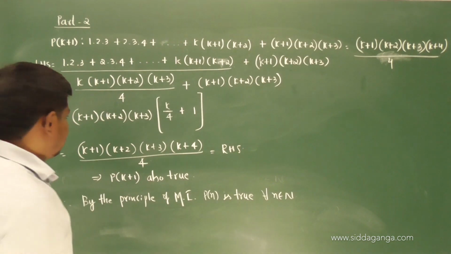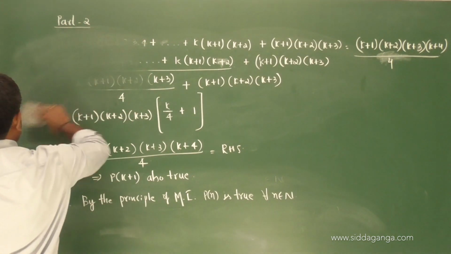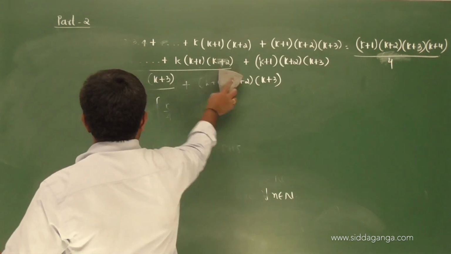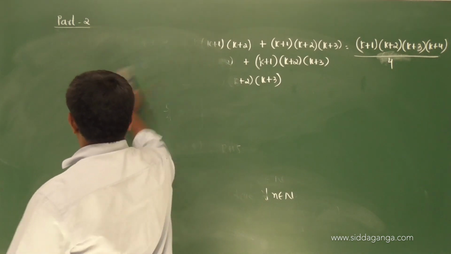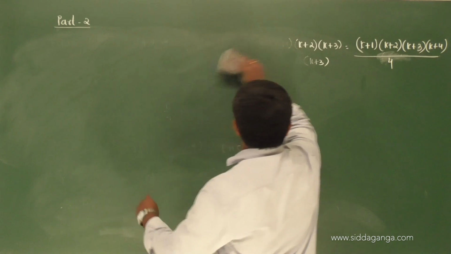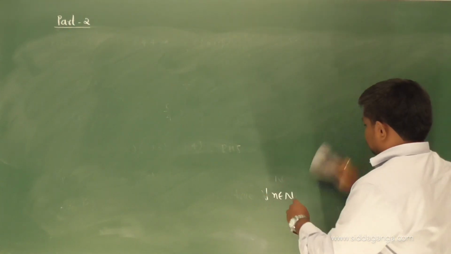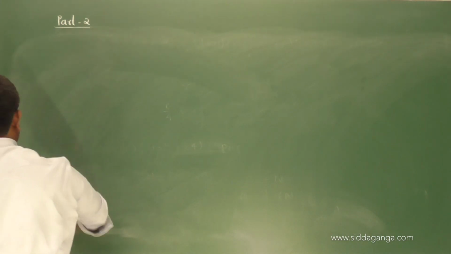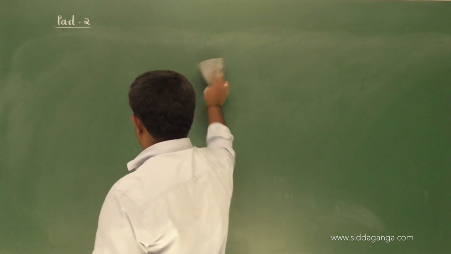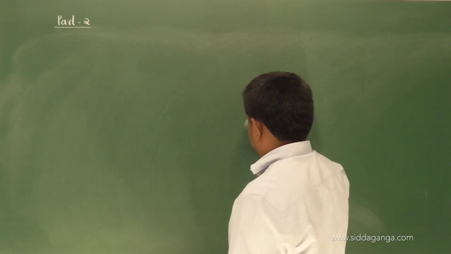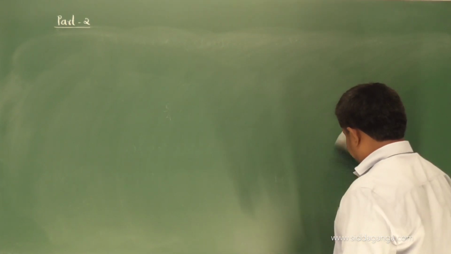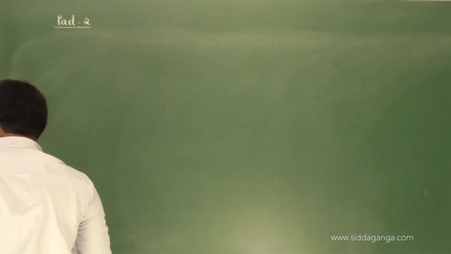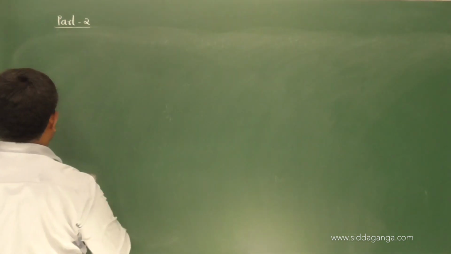Okay. Let's move on to question number 5. Very simple, students. So here the main step is proving P of k plus 1 is true. It's very important. You have to learn how to prove P of k plus 1 is true. Very simple. If you are good at writing the P of k plus 1 statement, then it is very simple to prove.